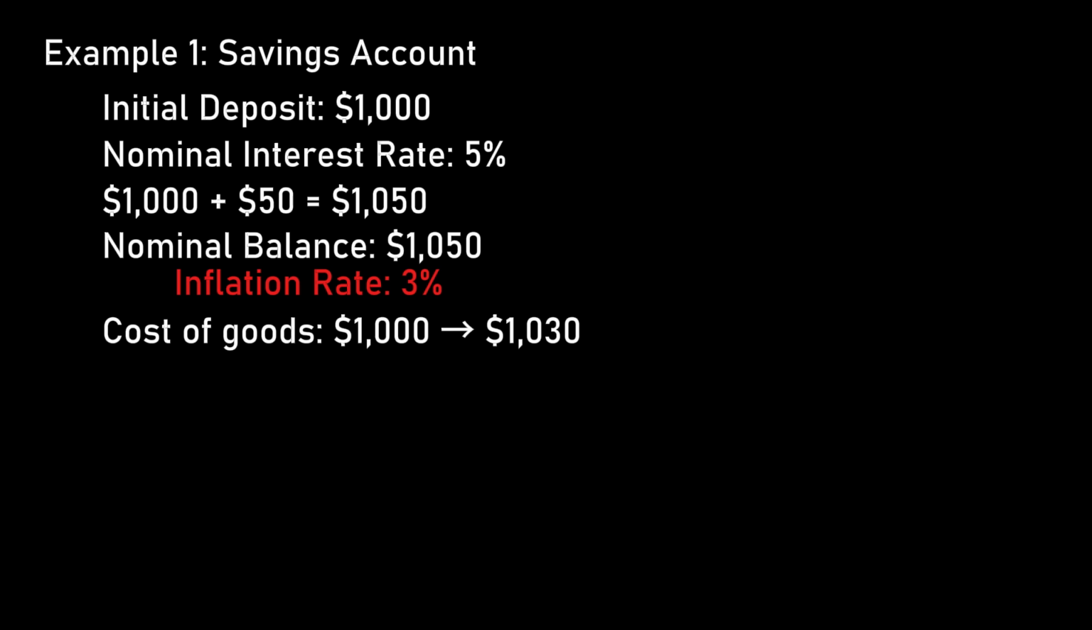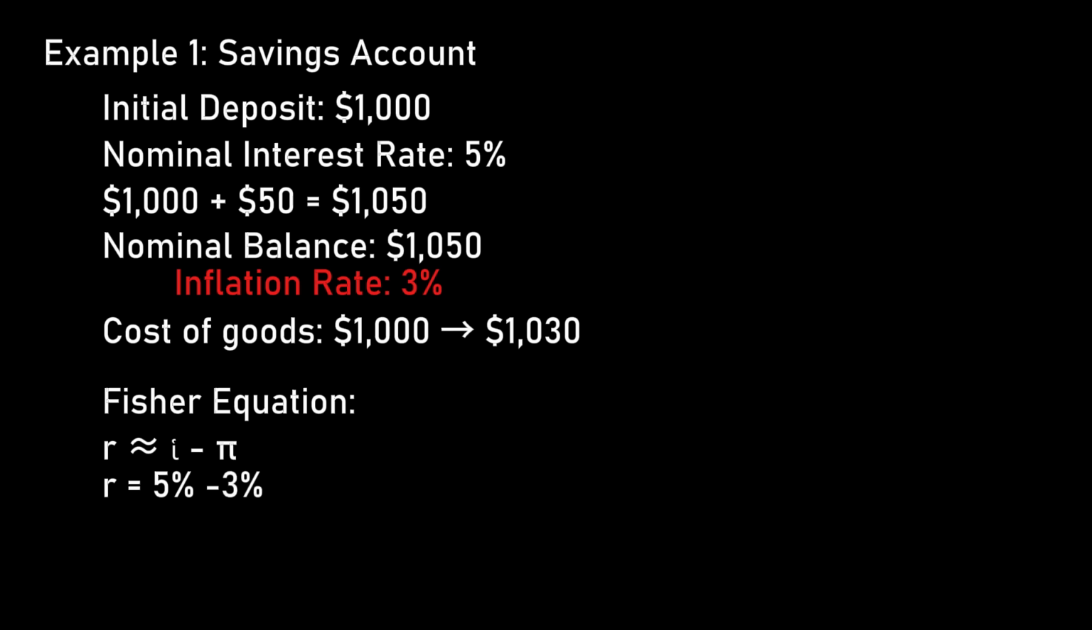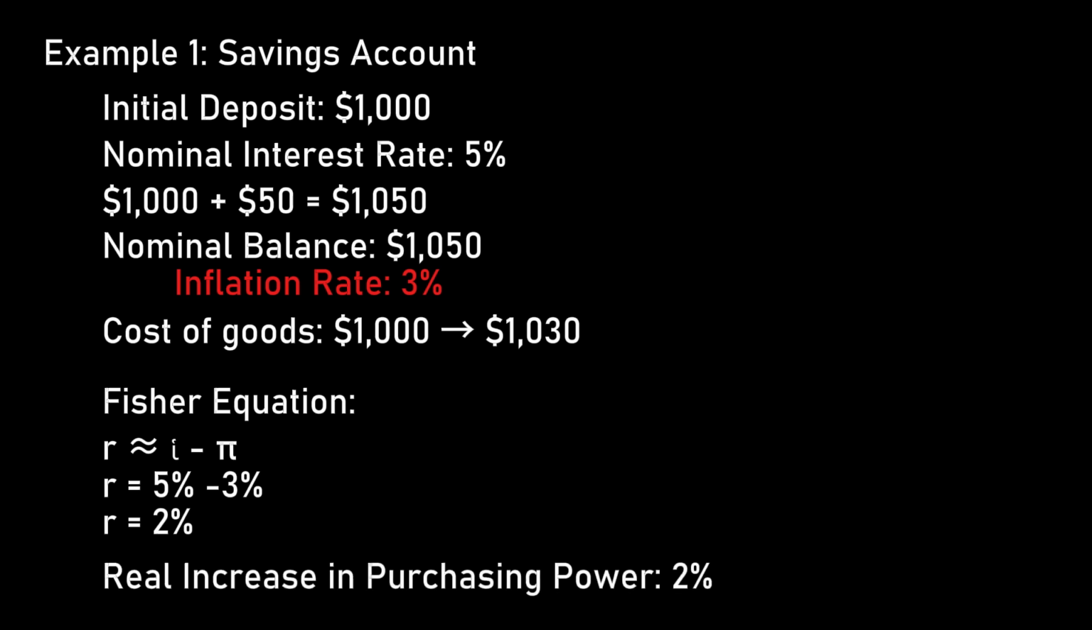To find your true gain, we use the Fisher equation. We subtract inflation from the nominal rate. R equals 5% minus 3%, which means R equals 2%. Your real interest rate is only 2%. Even though your bank balance went up by 5%, your ability to buy things only increased by 2% because prices went up while your money was sitting there.